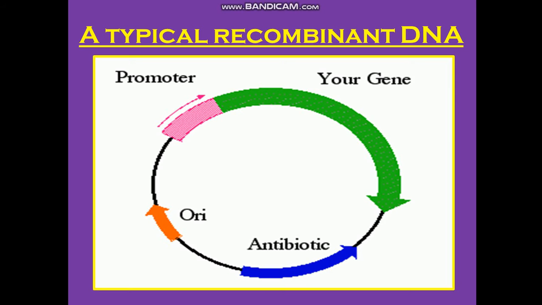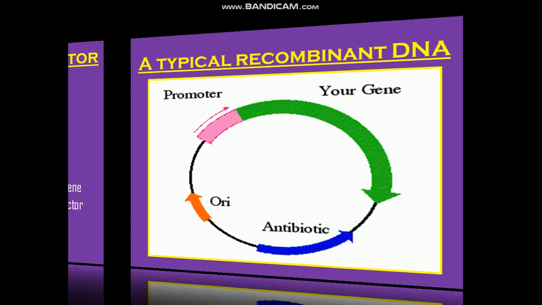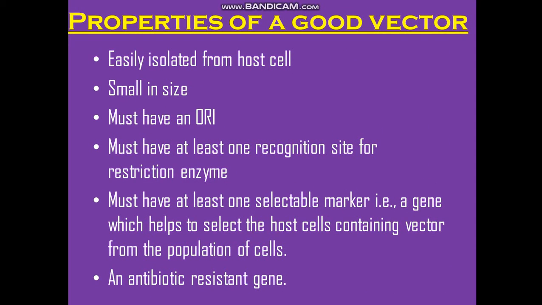Clear? So make this picture in your mind that there should be these 4-5 requirements present in the vector. What are these? Again, get back to that particular slide. It should be easily isolated from the host cell. It should be small in size. It must have an ORI. It must have at least one recognition site for restriction enzyme, so that the restriction enzyme can produce the nicks and we can add the DNA insert. It must have at least one selectable marker.